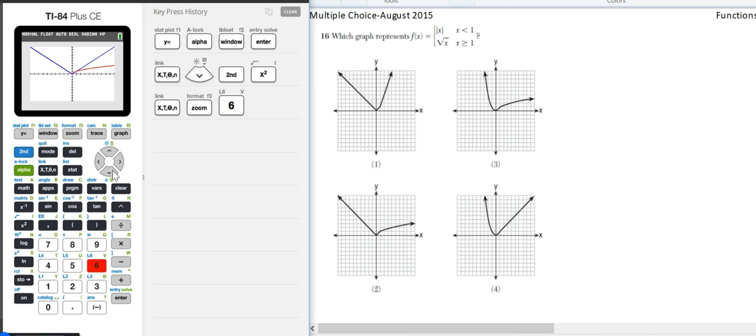What we have to realize is that for our domain, we only have an absolute value function when x is less than 1. So that means we only have an absolute value function over here. And then after that, we have a square root function when x is greater than or equal to 1. So then our graph looks like this. The green graph is how our graph is going to look. And if you look at the answer choices, you'll see that the correct answer is choice 2, because that's how our graph looks. We have a straight line going up left, and out to the right, we have this curved square root function.